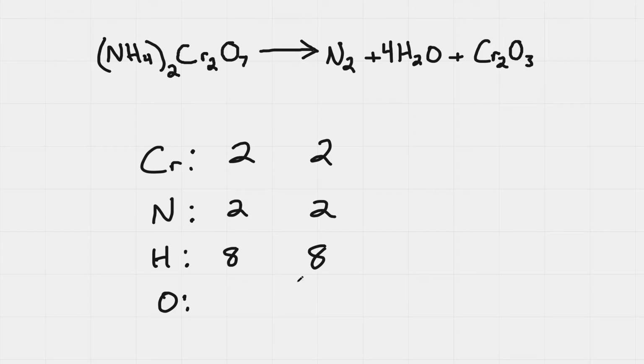Hydrogen is balanced. Next we have oxygens. Notice we have 7 oxygens on the left, and then how many on the right? Well, we have in the chromium 3 oxide, we have 3. And then if you look at the water molecule, it shows as 1, but you have to remember the coefficient is distributed. So technically we have 4 oxygen there. So 4 plus 3 is 7. So on both sides of the chemical equation, you have 7 oxygens. This chemical reaction is officially balanced.